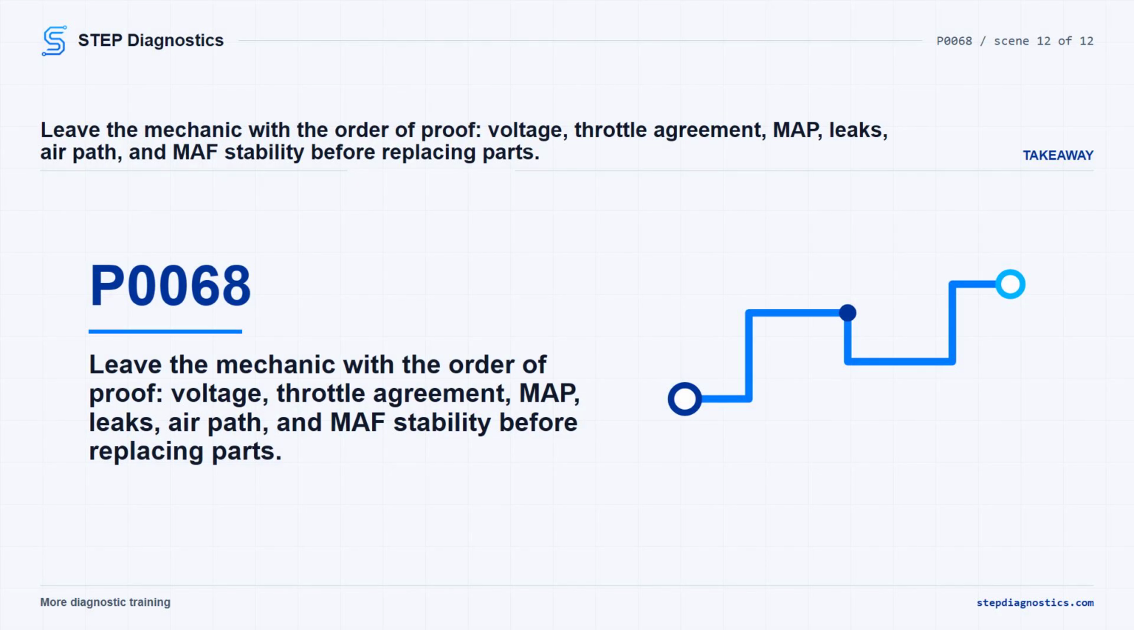The key with P0068 is to treat it as an air calculation mismatch, not as an automatic sensor replacement. Prove the reference voltage side, throttle agreement, MAP reasonableness, leak integrity, air path condition, and MAF stability in order.